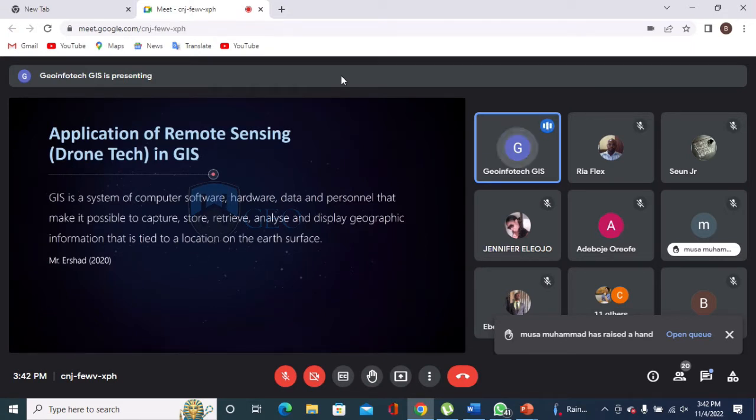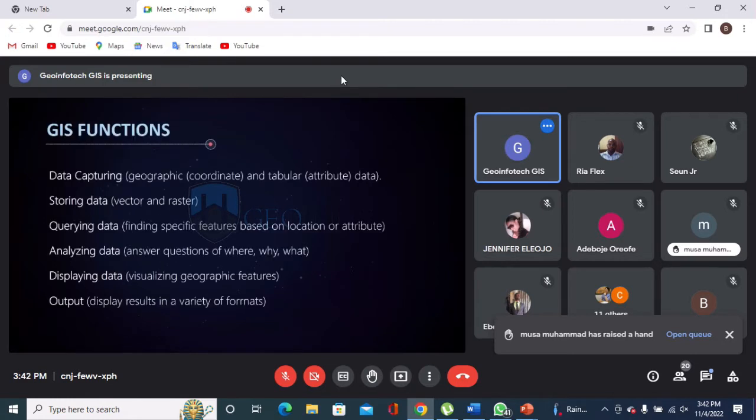All right. So now, if you talk about the function of what you're capturing, this GIS software or the hardware itself must be able to capture data, must be able to store and query data. That means you are retrieving information from the computer. That's you querying the data. Analyzing the data means you are trying to make decisions out of what you've captured, okay? And displaying the data means you are trying to visualize whatever you've captured.